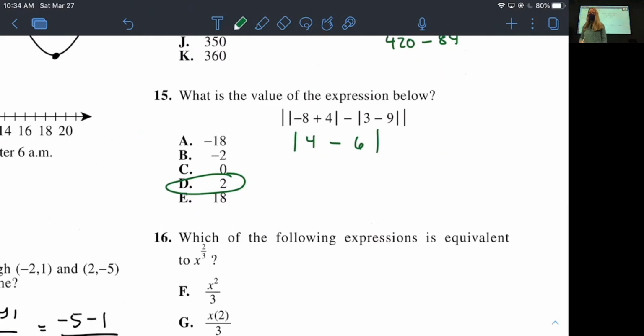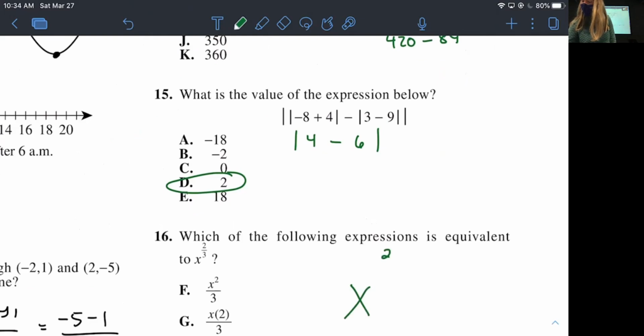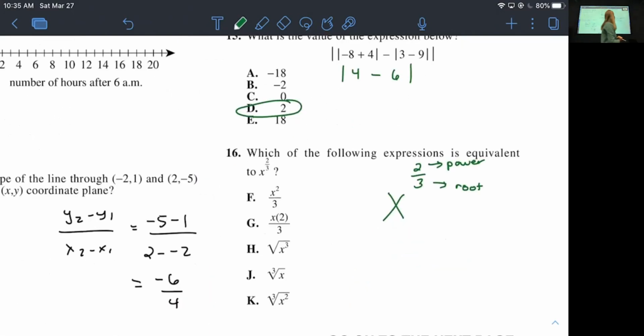Which of the following expressions is the same as x to the 2/3 power? When you have a fraction exponent, the top number is your power, the bottom number is your root, if you want to think about it like that. So the top number you can think of as a normal exponent, the bottom one you can think of as a root. So we want a third root or a cube root, and we want an x squared. So we need a cube root and an x squared. So which one has a cube root and an x squared?